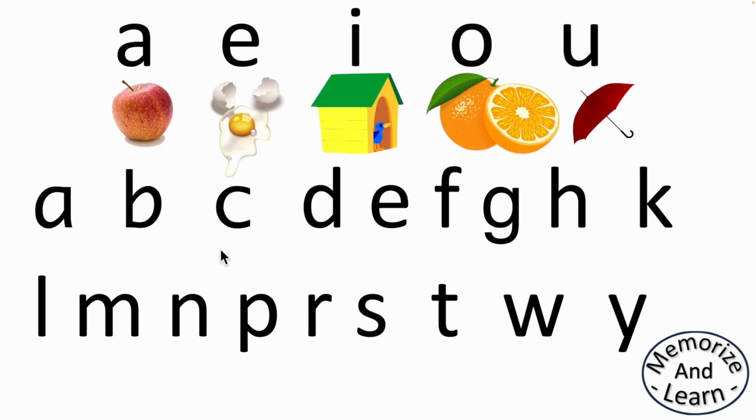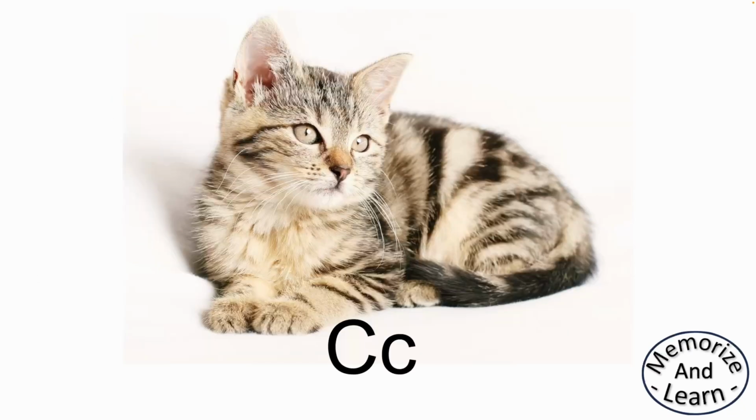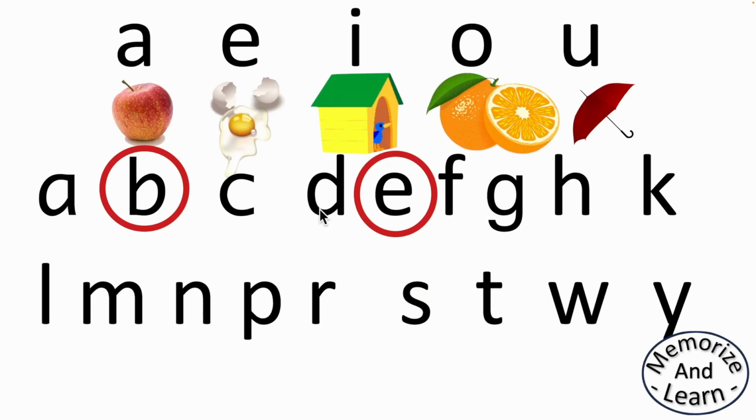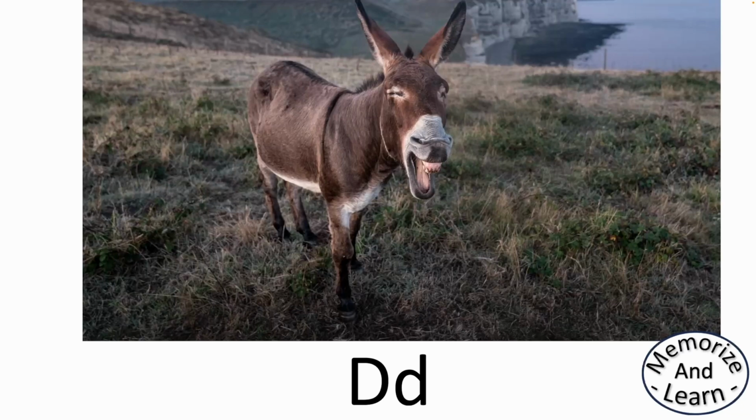Our next letter is C. C is difficult. When you say the name C, you cannot hear the sound. C makes the sound K, like cat. Our next letter is D. D is easy. You can hear the sound for D at the beginning of the name, D. The word donkey begins with the sound D.